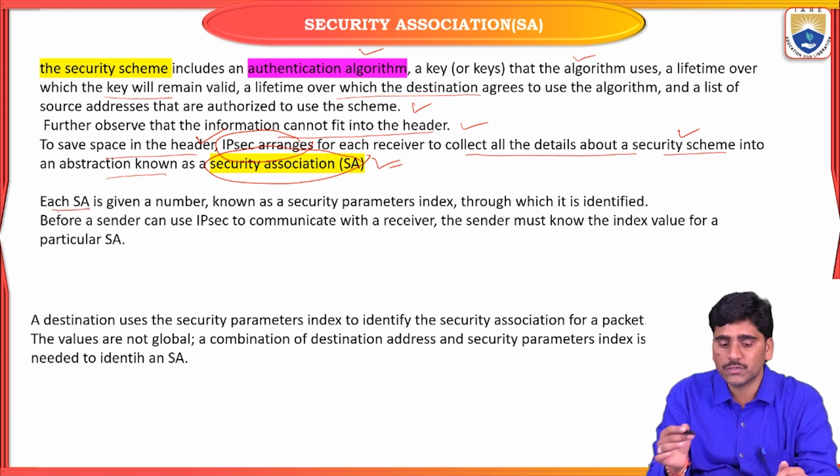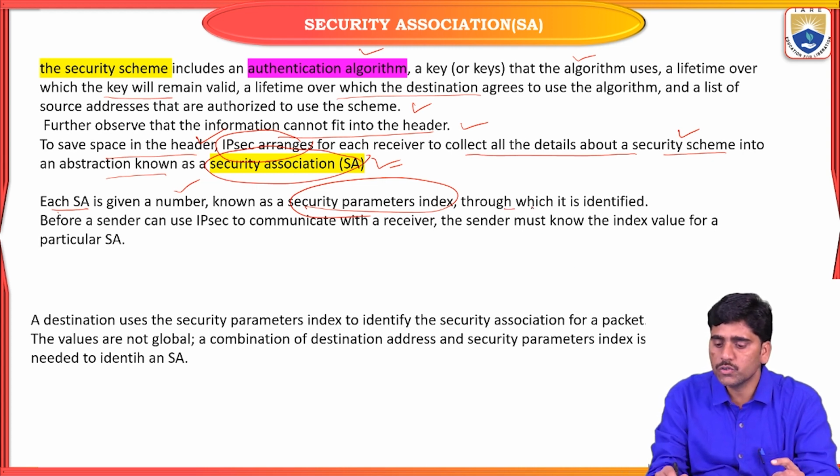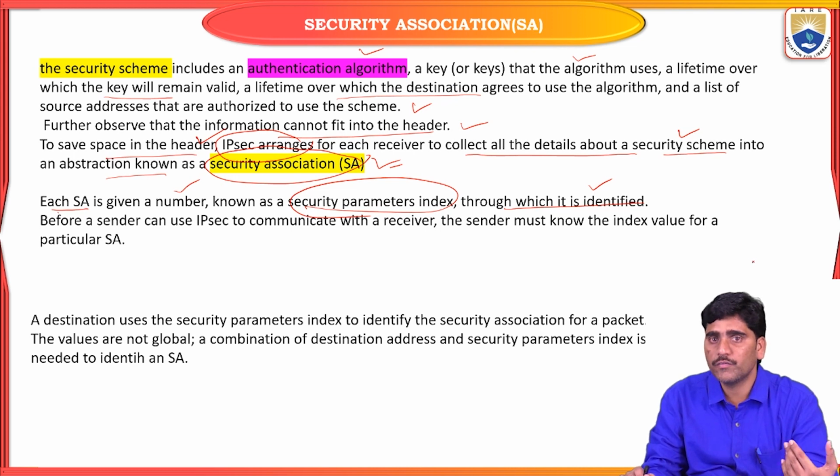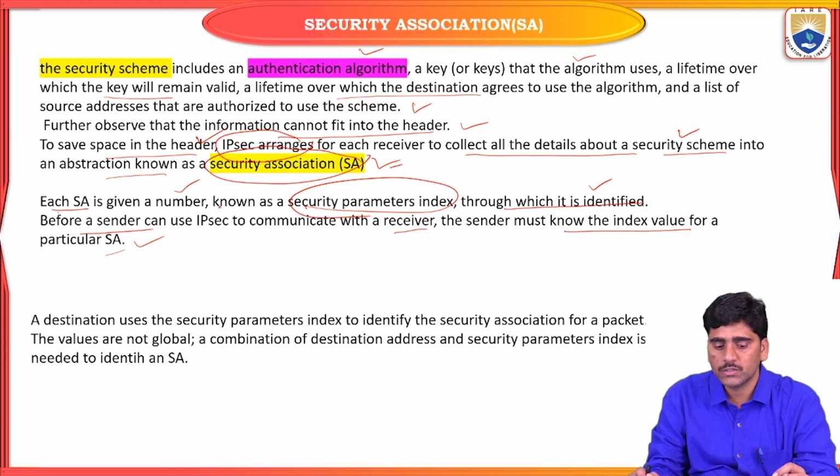Each security association is given a number known as the security parameter index. For each and every security association, a single number is assigned, which is the security parameter index, through which it is identified. Before a sender can use IP security to communicate with the receiver, the sender must know the index value for a particular security association.